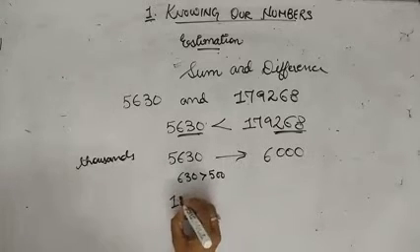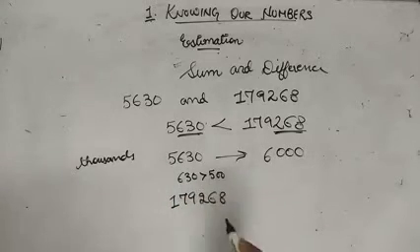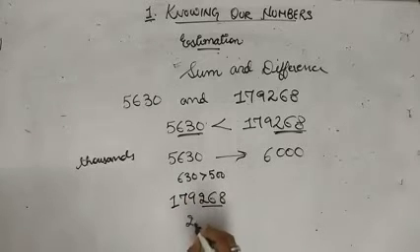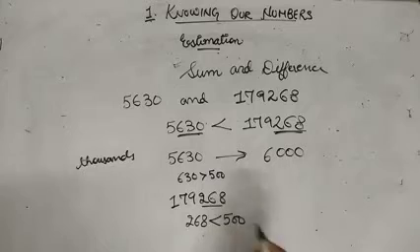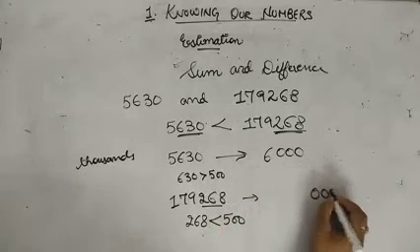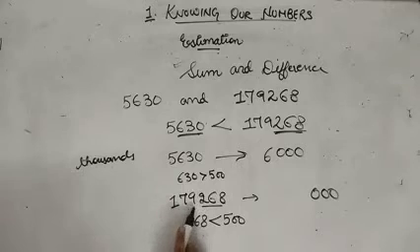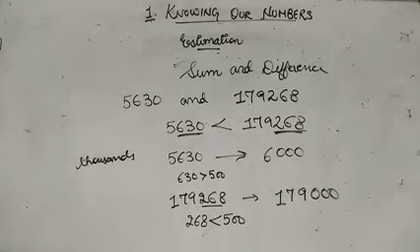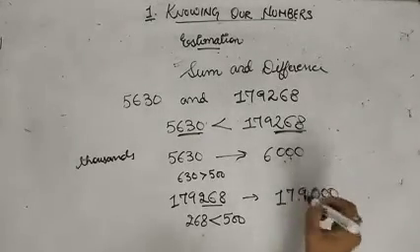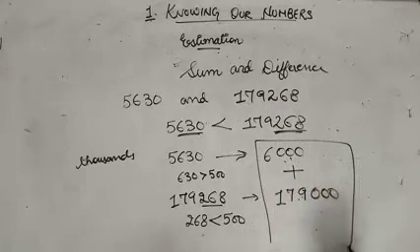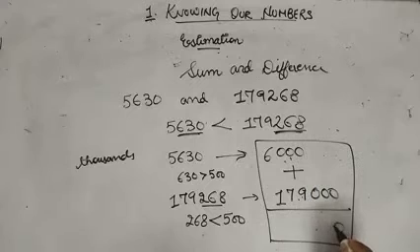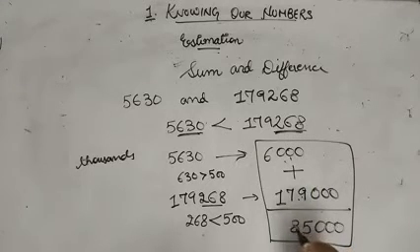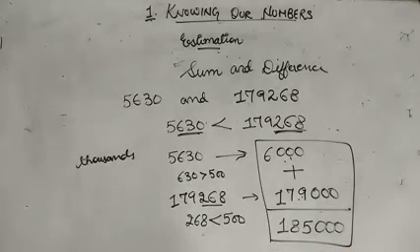Now next, 179268. Again you will see these three digits. 268 is less than 500. Instead of 268 you will write 000, and this digit 9 will remain same because 268 is less than 500. So it will be 179,000. So you will add these two numbers. After adding these two numbers, you will get 185,000. So this is the answer.